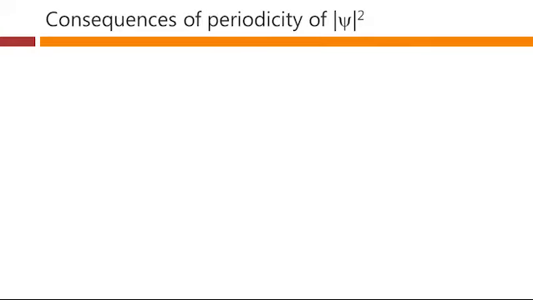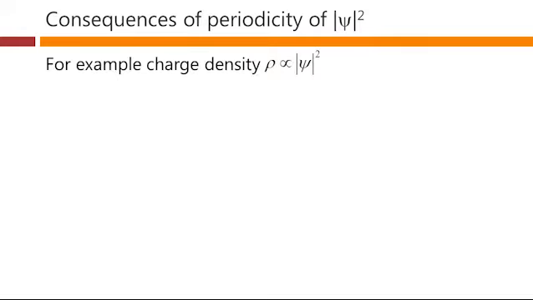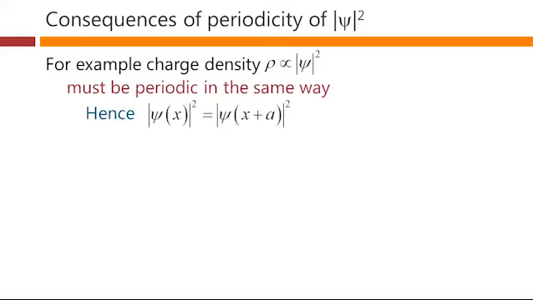Now, this gives us some consequences for the periodicity of psi squared, the probability density of finding an electron. So for this probability density then, for example, explicitly, we expect the charge density to be proportional to that. So it has to be periodic in the same way here. Hence, we want to say that the charge density or the probability density at some point x plus a has to be the same as it was at the point x.